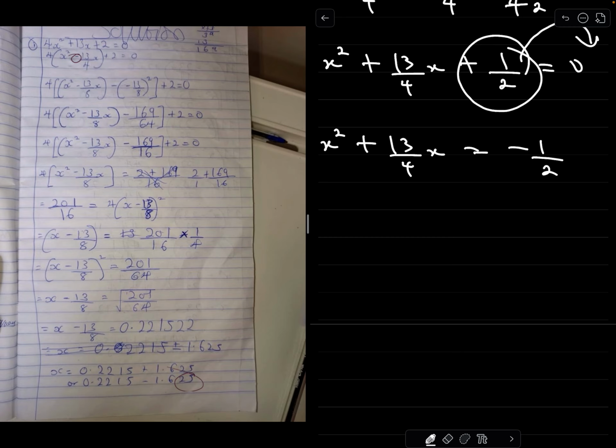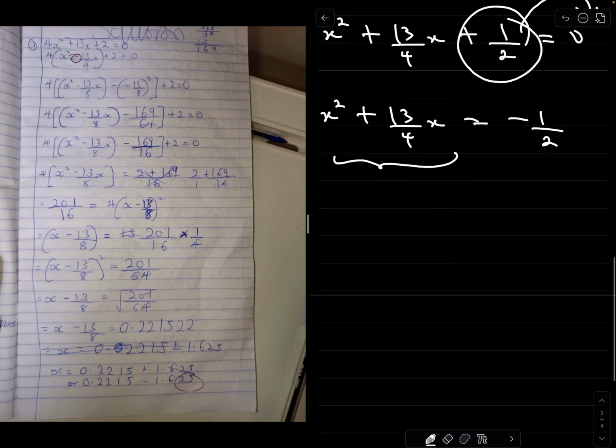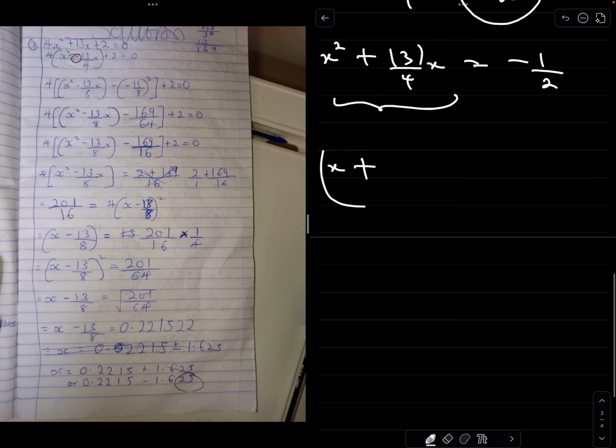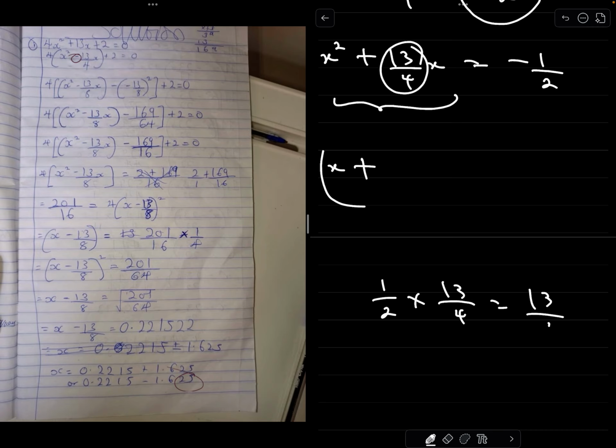Now we complete the square for x squared plus 13 over 4x. How do we do that? The coefficient of x is 13 over 4. Half of that will be 1 over 2 times 13 over 4, which is 13 over 8. So we write x plus 13 over 8 all square. You can see that when I'm completing the square for x squared plus 13 over 4x, I didn't put x inside the bracket here. You shouldn't put any x there.